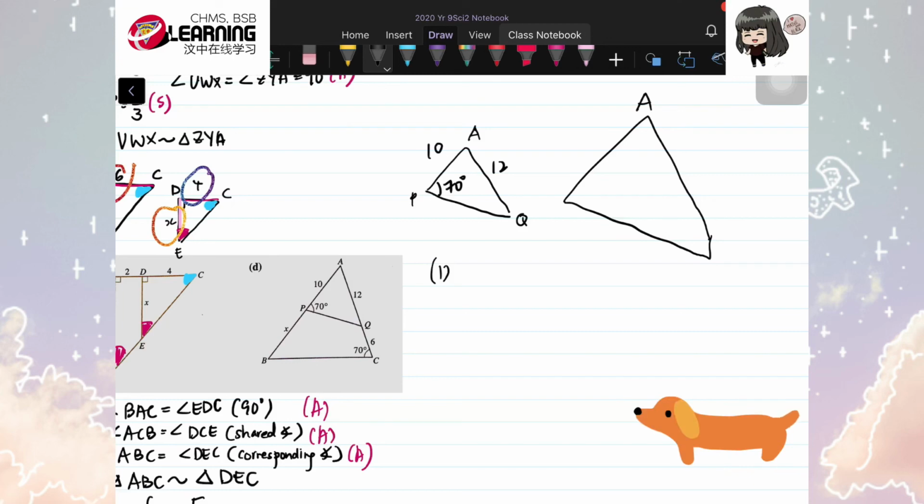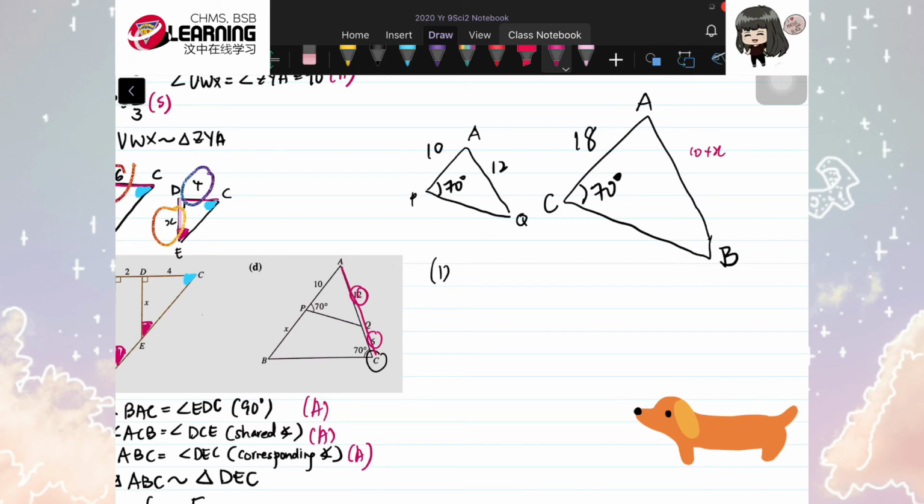Since the 70 degrees is here, it must be equal, so here also 70 degrees. The only 70 degrees here is C, so this is C, and this is B. Here we can start labeling the big triangle. The big triangle's AC is 18, because AC is 12 plus 6. So it's 18. And then we have AB, which is 10 plus x. This x there.